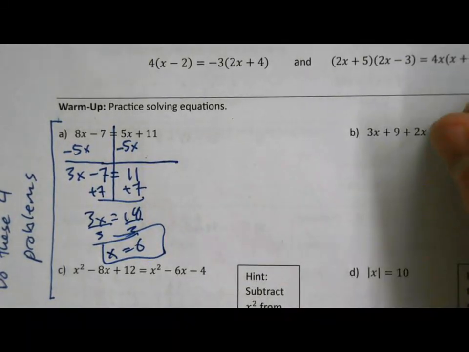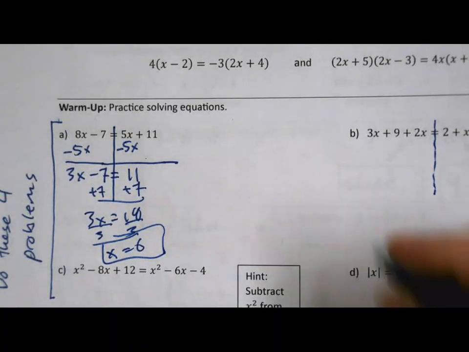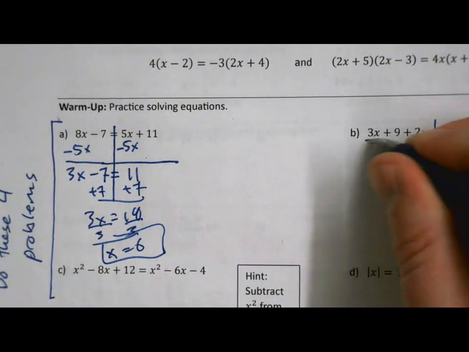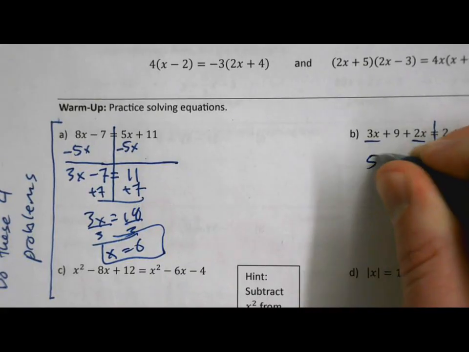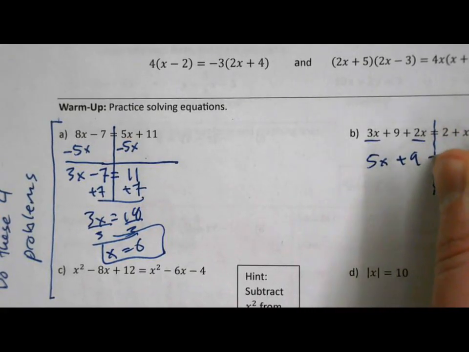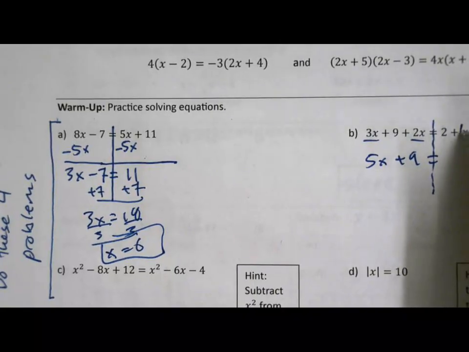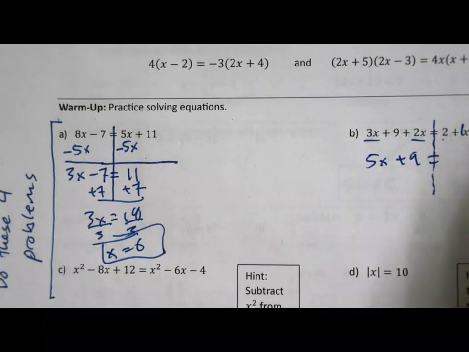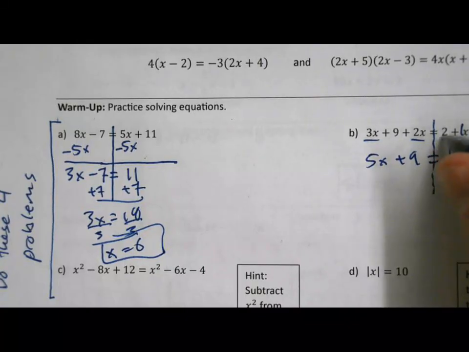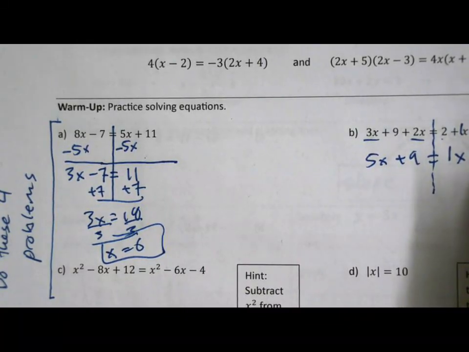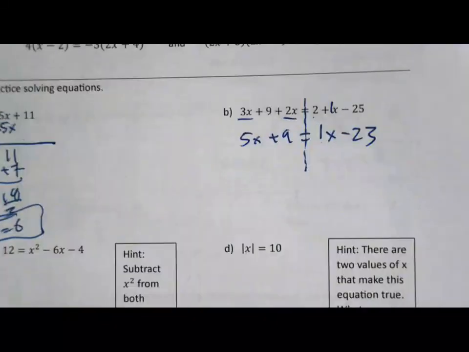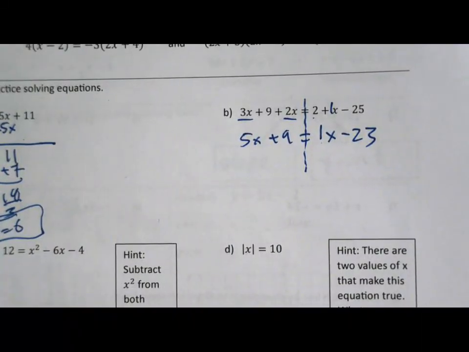Ooh, I do see some like terms we can combine. Did you all combine your like terms before you started solving? 3x and 2x combined makes 5x. Over here, that's a 1x, and I'm going to combine that 2 and the negative 25. So 1x, 2 minus 25 is negative 23. All right, we're taking care of combining like terms.